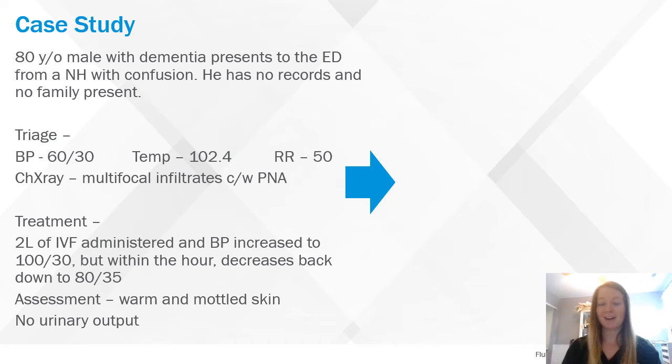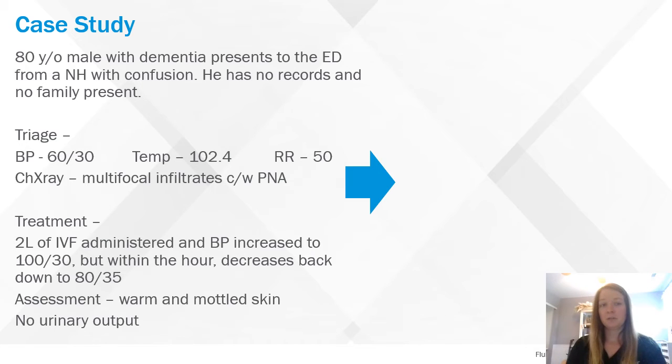So let's put this into context. Let's look at this case study. You have an 80-year-old male with dementia presents to the ED from a nursing home with confusion. He has no records and no family present. During triage, we realized that blood pressure is 60/30, temp is high, 102.4, and respiratory rate is very high, 50 breaths per minute. Chest x-ray was complete and it shows a multifocal infiltrate, which they're thinking pneumonia.